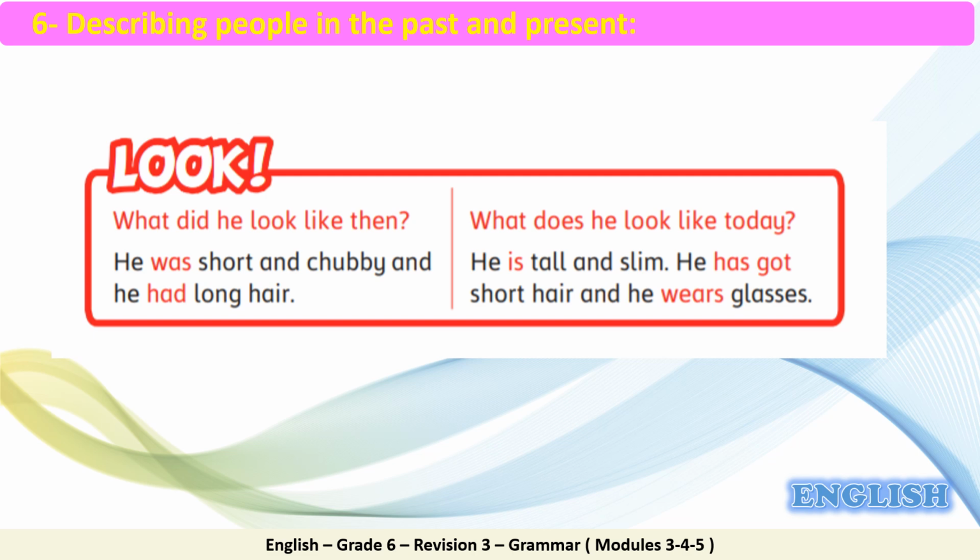On the other hand, what does he look like today? He is tall and slim. He has got short hair and he wears glasses. Here the question is in the present, sorry, and the answer is in the present. He is, he has got, and he wears.